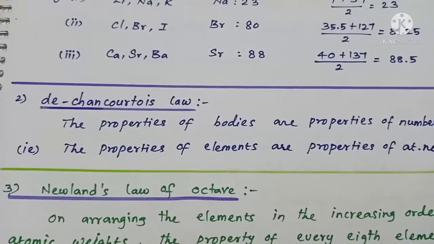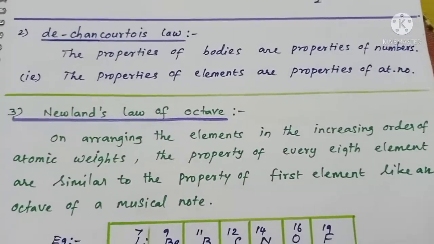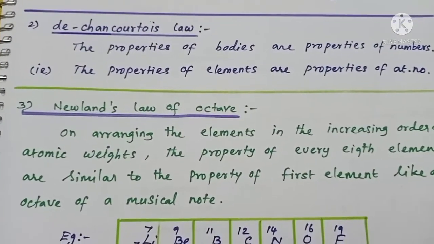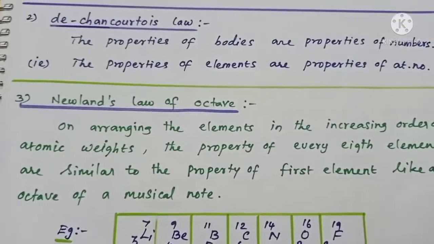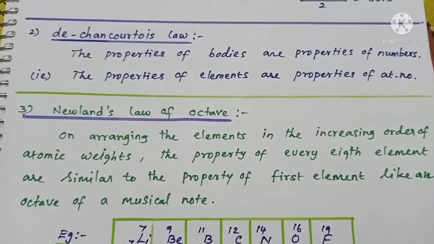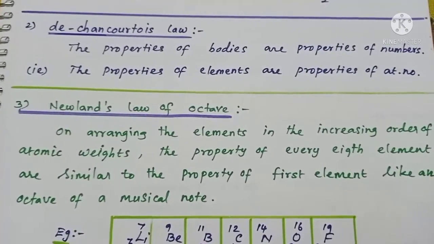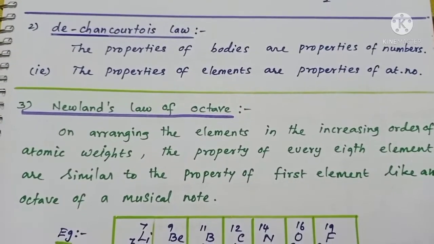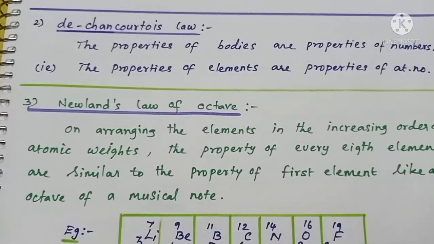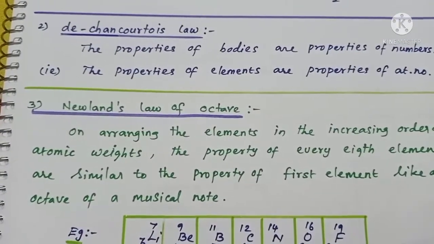Then the next one, Newlands' law of octaves, also called the law of octaves. While constructing his periodic table, Newlands arranged the elements in the increasing order of atomic weights. Whereas in the modern periodic table, the elements are arranged in the increasing order of atomic number, in the earlier stage the scientists arranged the elements in the increasing order of atomic weights.